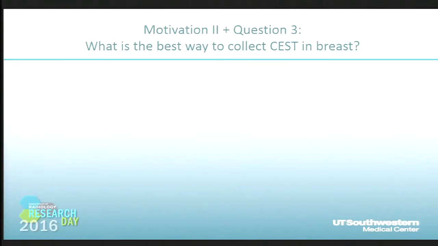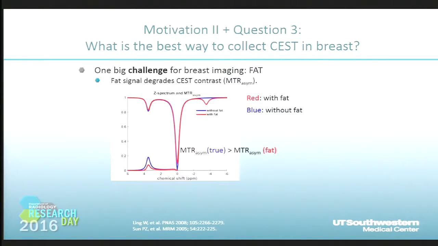The first question to address is question number 3, which is related to our second motivation. The question is, what is the best way to collect CEST images in breast? One big challenge for breast imaging is fat contamination. For CEST application specifically, fat signal degrades CEST contrast.